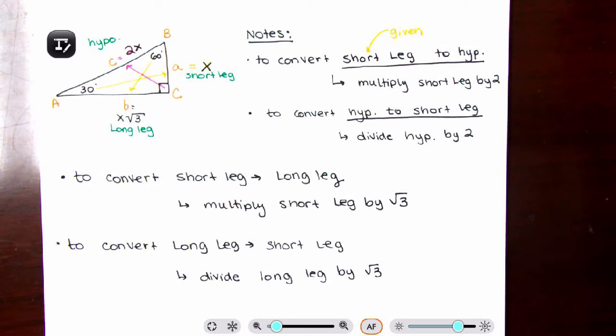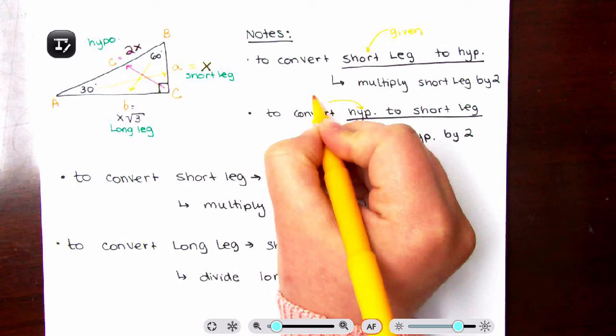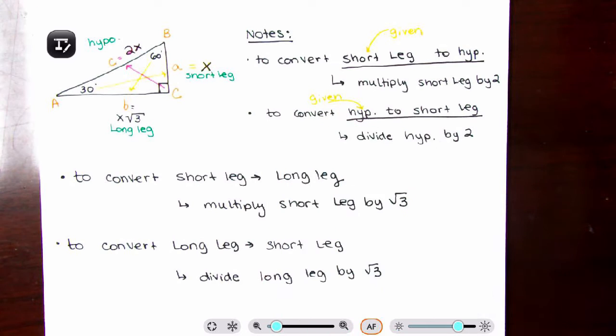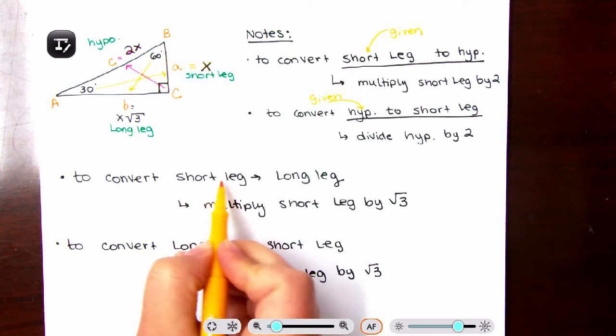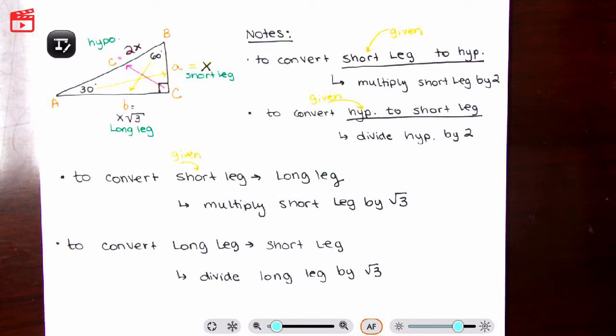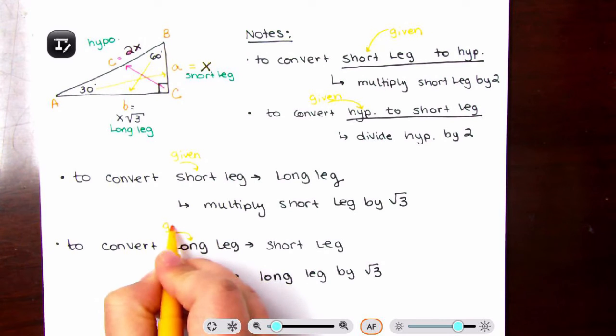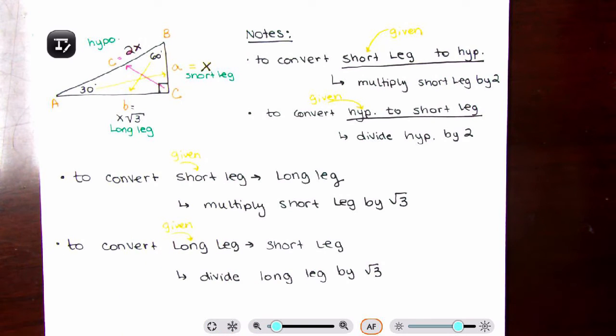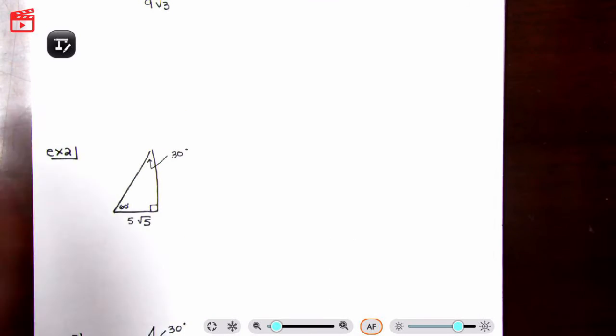If given your hypotenuse and you want to find your short leg, you divide by 2. If the short leg is given and you want to find the long leg, you multiply by the square root of 3. And if you are given the long leg and you want to know the short leg, you divide by the square root of 3. Let's jump right into some examples.